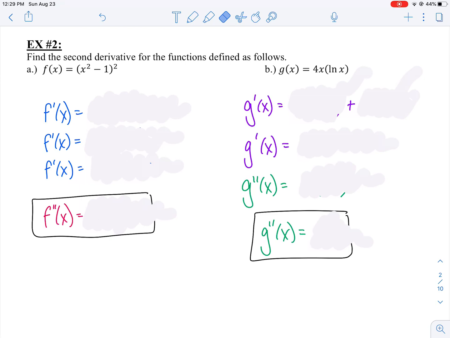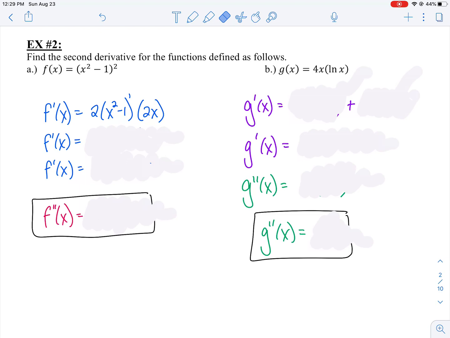Example number 2 asks us to find the second derivative for the functions defined below. So our first function is the quantity x squared minus 1, squared. So we've got to find the second derivative, but before we find the second derivative, we've got to find the first derivative. Now look at that carefully. What derivative rule will you have to use in order to find the derivative of f? That's a chain rule. Hopefully you saw that. Where you bring the 2 forward, you keep the inside the same, you subtract 1 from the exponent, so your new exponent is 1. You can write it or not.